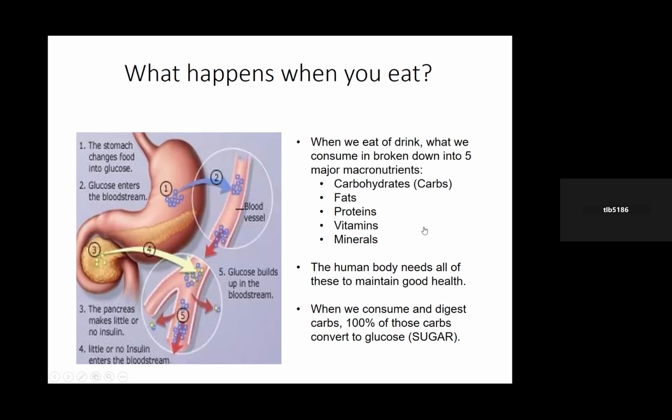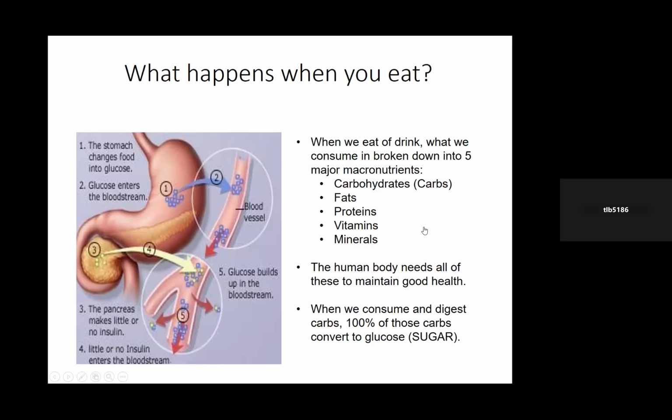So what happens is we digest the food. It's broken down into a form of sugar known as glucose. That glucose enters into the bloodstream. At that point, the body triggers the pancreas to release insulin. Insulin is a hormone. For those of you that didn't know that, yes, insulin is a hormone produced in the pancreas.